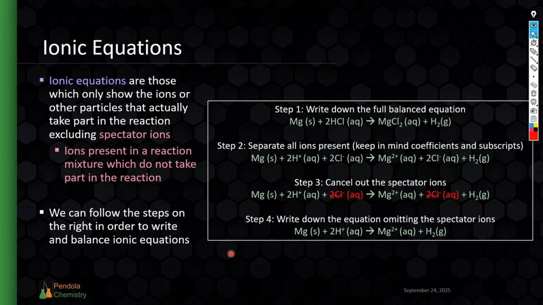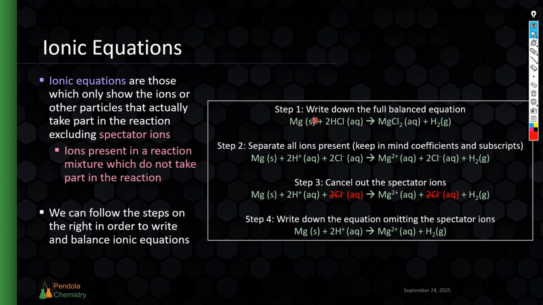So we can follow the steps here outlined on the right side, which you learned last year again, so I'm not going to go over it too in depth, but to give a basic overview, in order to create an ionic equation, the steps we follow are: step one, we write down the full balanced equation, right? So here we have the reaction between magnesium and hydrochloric acid.